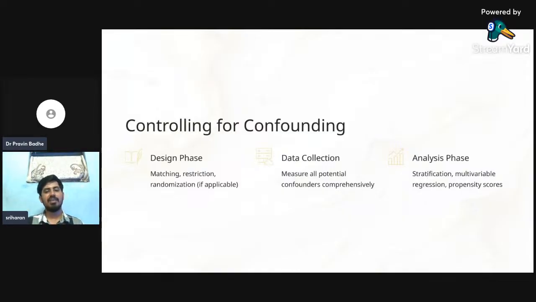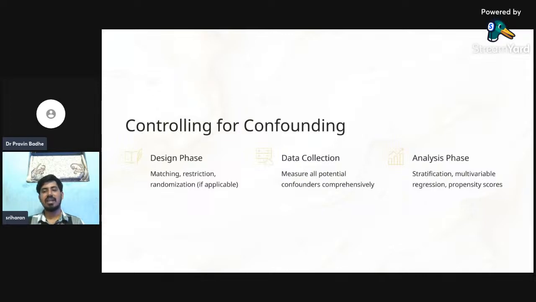Randomization is not applicable for an observational study. It belongs to an experimental study. You take matching and restriction, which are applicable in an observational study, and data collection. All the data collection should be in a consistent manner. While collecting data, missed data or mispronunciation and miscommunication should be avoided, which leads to success in controlling the confounding.